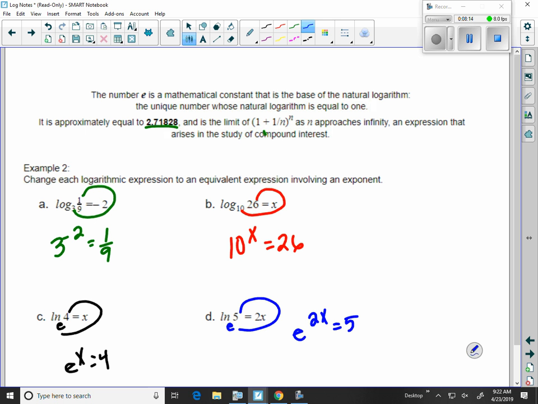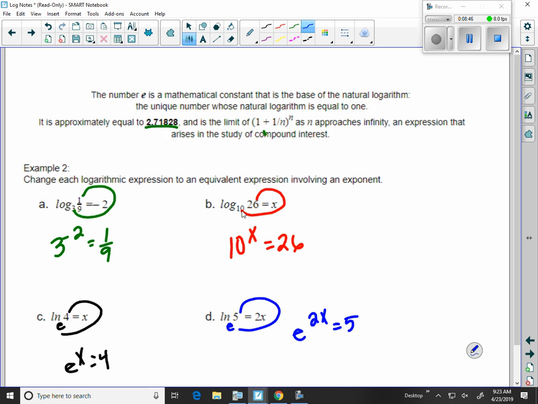What did you notice about the number that's not with the log, on the other side of the equal sign? It's the exponent. When we just wrote the exponents into logs, wasn't it always the exponent? Yes. So that's something you can always check to make sure you're doing it right too. Questions on rewriting?